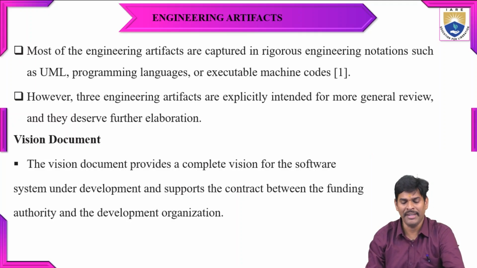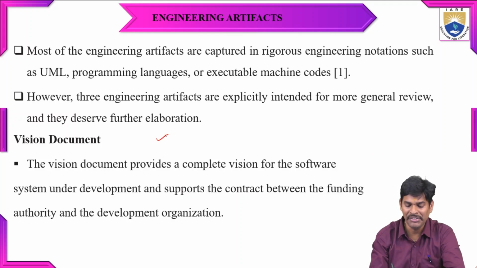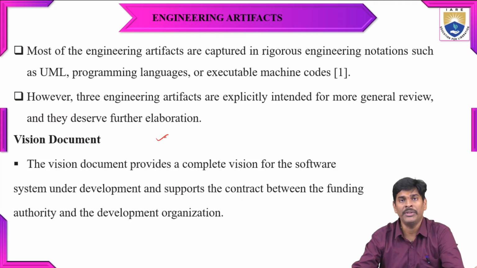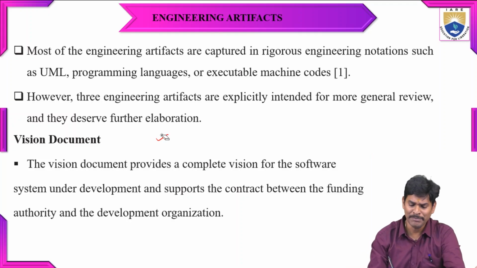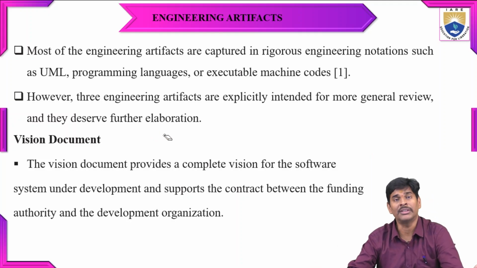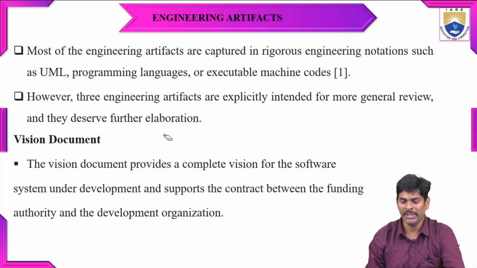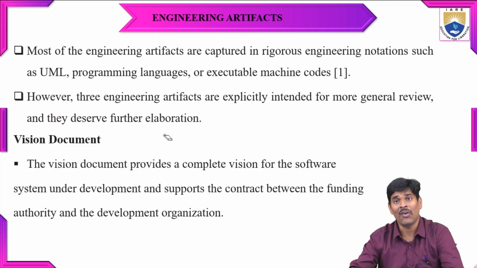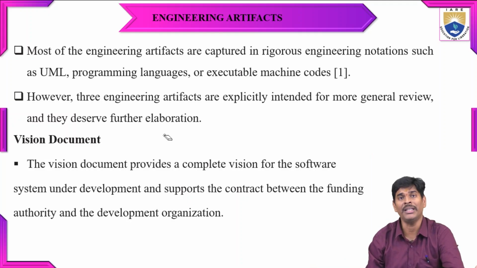And here we have three engineering artifacts. The first one is the vision document. The vision document is mainly helpful to gain the complete vision of the software. In this vision document we need to provide the complete vision for the software system, and it has to support the contract between the funding authority and the development organization.